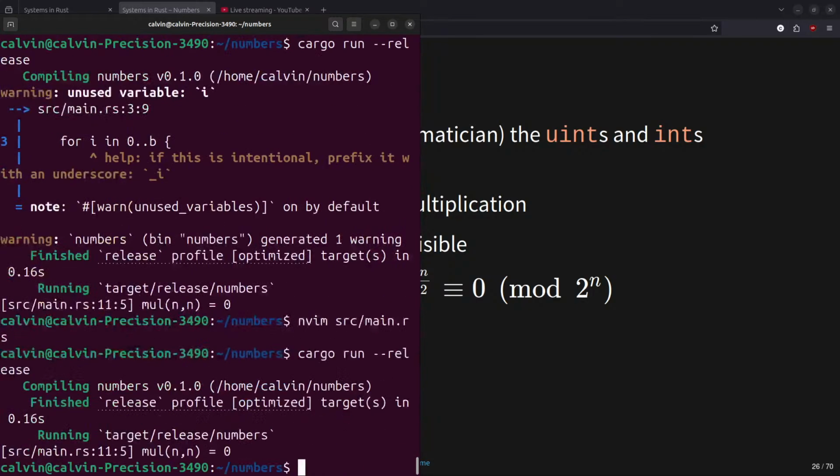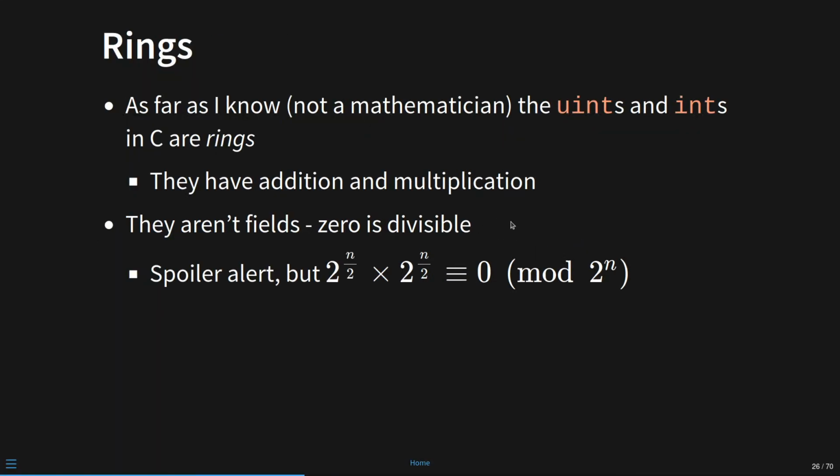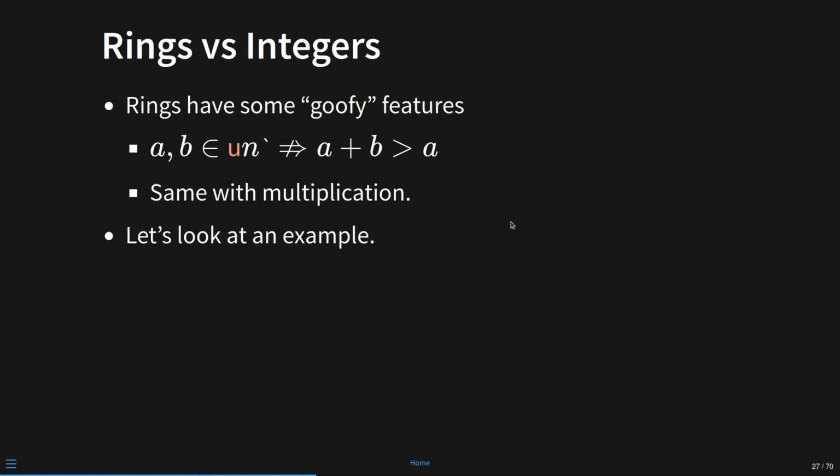Okay. And that is exactly the behavior I'm looking for. When I multiply n by n times n, I can get to 0. That means there is a 0 divisor in U8, which means U8 is not a field. It is a ring. What is the difference? I don't know. Take an advanced math class. Okay. Rings have some goofy features. What are some of the goofy features, you might ask? Well, it is not necessarily the case that if A and B are elements of the field, and I add them together, the result is bigger than either of the two values.